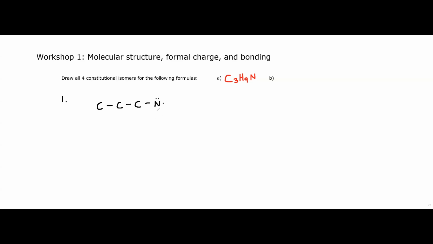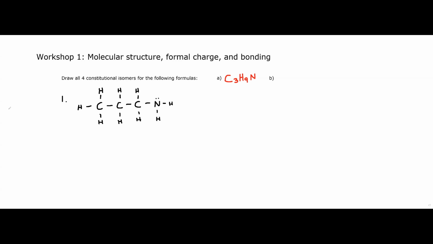Remember, nitrogen has 1 lone pair and then makes 3 bonds. Carbons should all have 4 bonds. So let's make sure our hydrogens add up. We have 1, 2, and then 3, 4, 5, 6, 7, 8, 9. Okay, so that works out. So here's our first structure, a 3-carbon chain with an NH2 on the end.